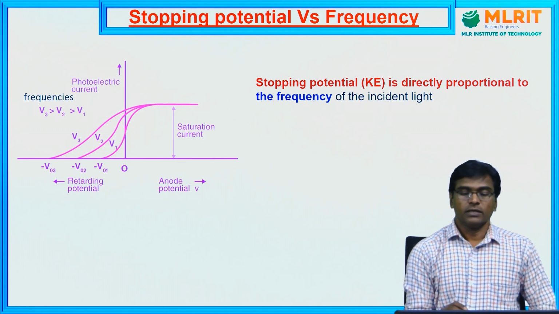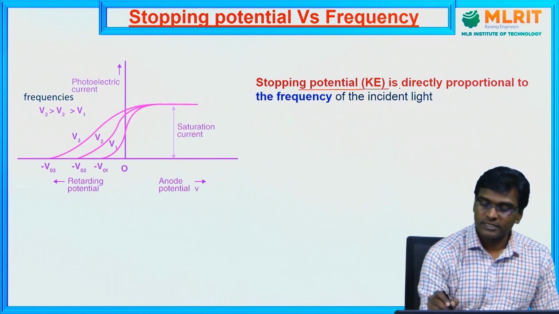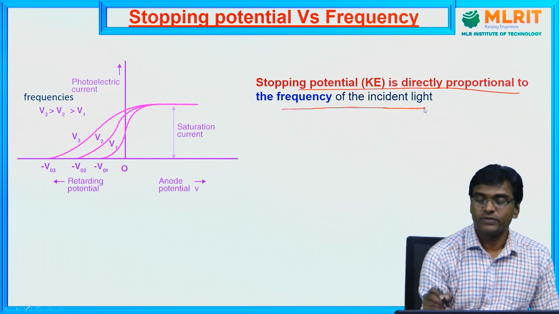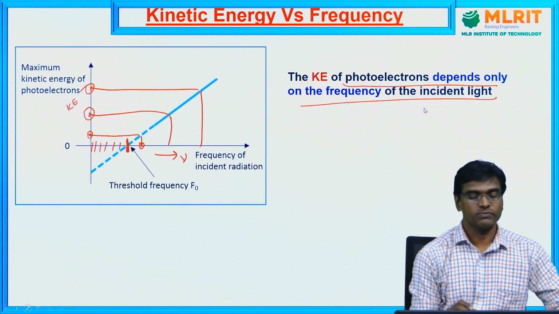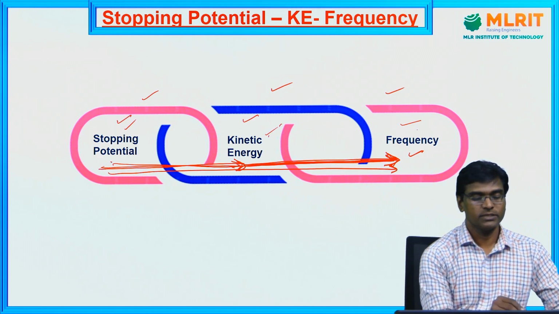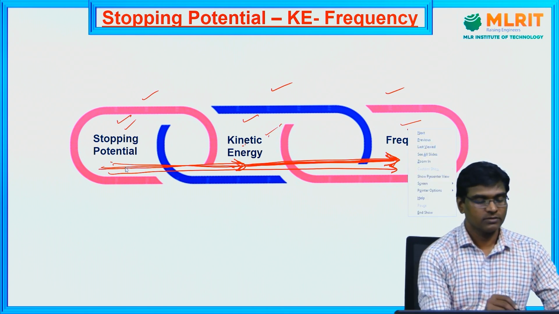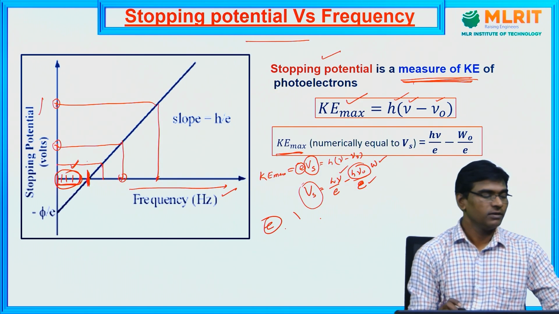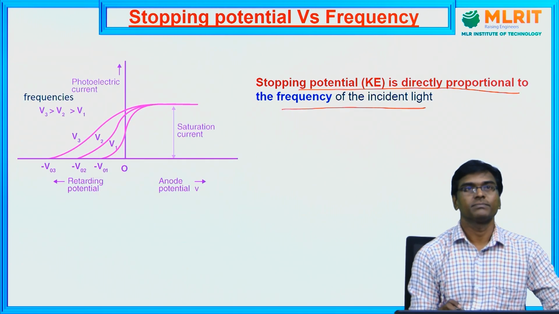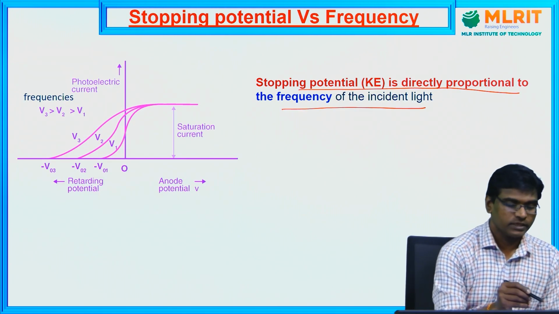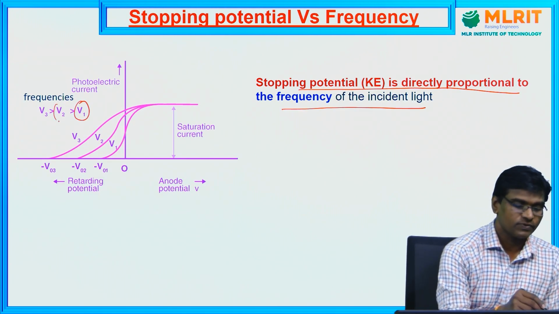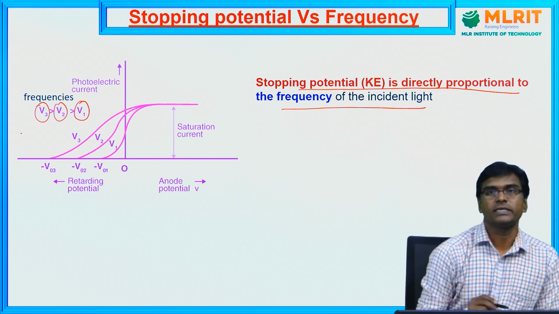Now, stopping potential is directly proportional to the frequency of the incident light, as we have seen in the previous slide. Stopping potential is a measure of the kinetic energy. Kinetic energy is directly proportional to the frequency, or in other words, the stopping potential depends on the frequency. Here you can see we are taking three different frequencies: frequency 1, frequency 2, frequency 3.